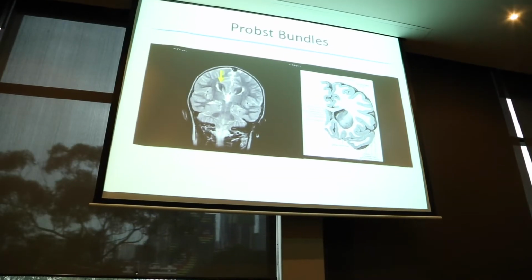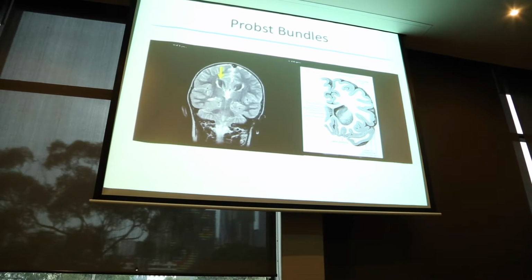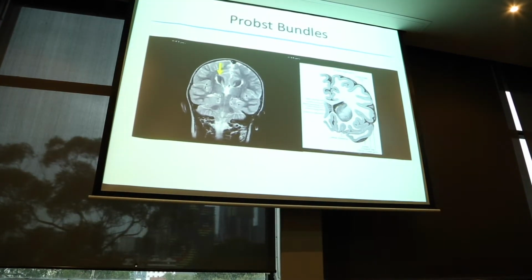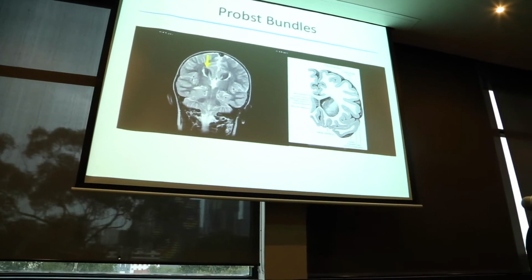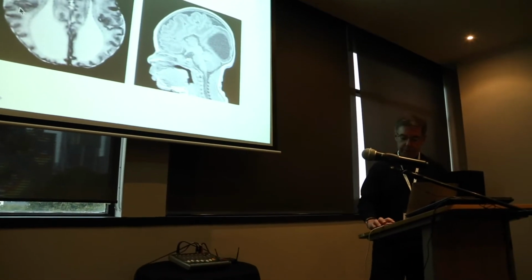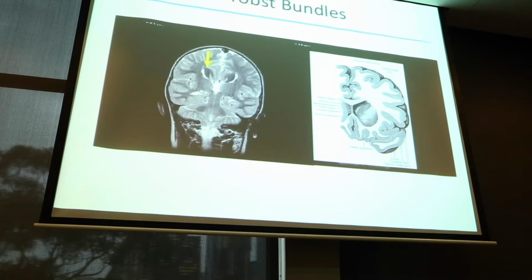Okay, and then for some individuals who have absence of the corpus callosum, the question one could think of is, well, where do those fibers, those 200 million axons, where do they go? And it looks like here is a potential explanation. These are called Probst bundles.